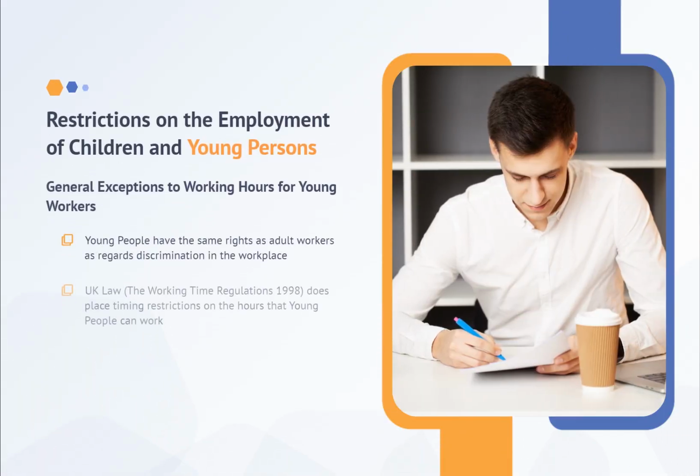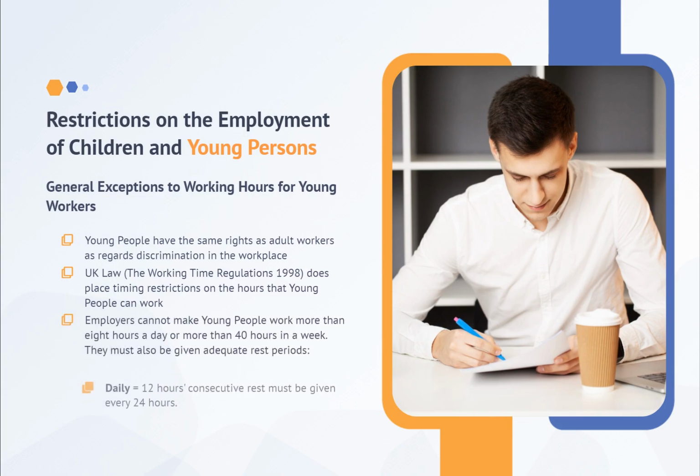General exceptions to working hours for young workers. Young people have the same rights as adult workers as regards discrimination in the workplace. UK law, the Working Time Regulations 1998, does place timing restrictions on the hours that young people can work. Employers cannot make young people work more than 8 hours a day or more than 40 hours in a week. They must also be given adequate rest periods.